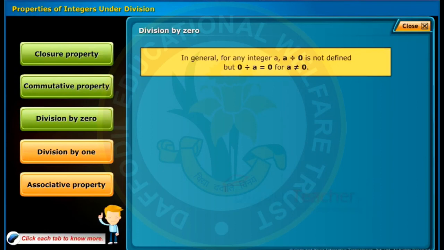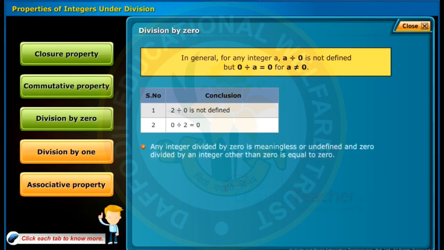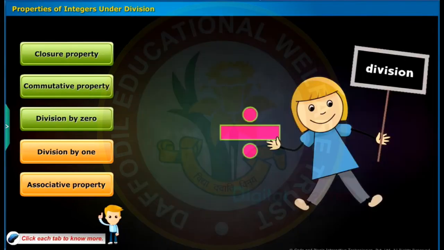Division by 0 is also not a property under division. In general, for any integer a, a by 0 is not defined, but 0 by a is equal to 0 for a not equal to 0. So, we conclude that anything divided by 0 is not defined, and 0 by any number is always 0. Its example is shown on the screen. Any integer divided by 0 is meaningless or undefined, and 0 divided by n is 0.